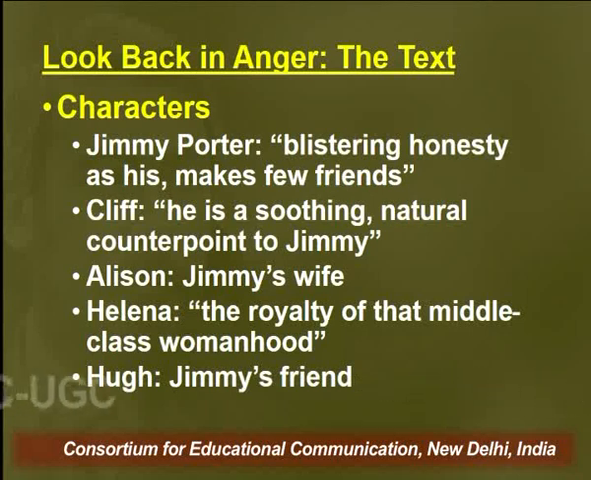Then we have Helena, who's described as the royalty of that middle class womanhood. Now, why is she called as the royalty of that middle class womanhood? Because she has that air of confidence about herself. She has that air of self-assurance, right? So, which is what makes her quite close to Jimmy Porter, the man, as well, right?